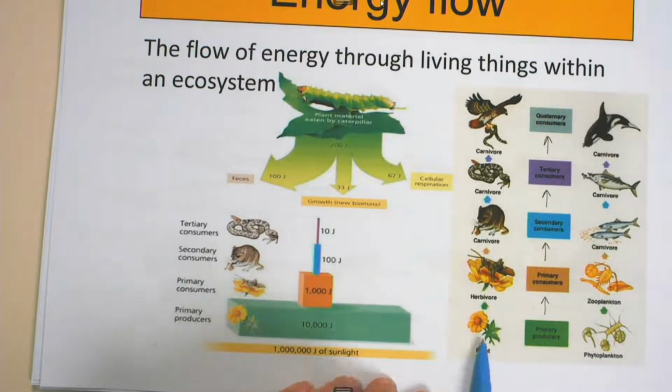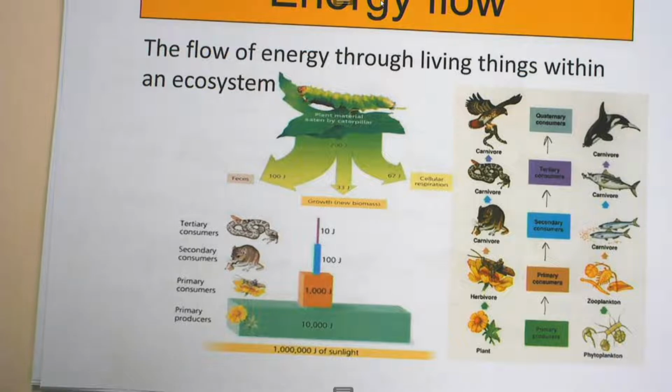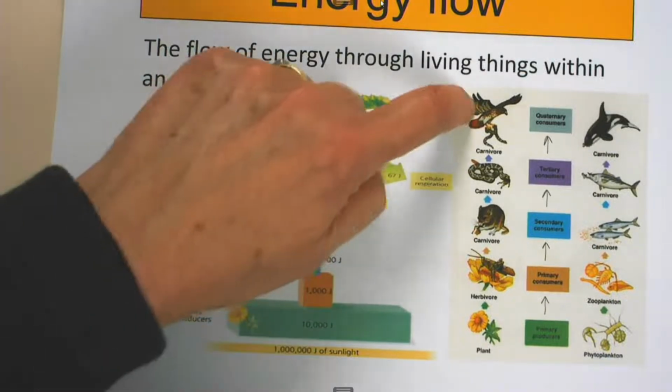We start with the plant, then the locust will eat the plant, and the mouse will eat the locust. The snake will eat the mouse, and then this, I don't know if it's a hawk, the eagle, what it is, that is catching the snake, and then it eats it. All right, that's the top of the food chain.